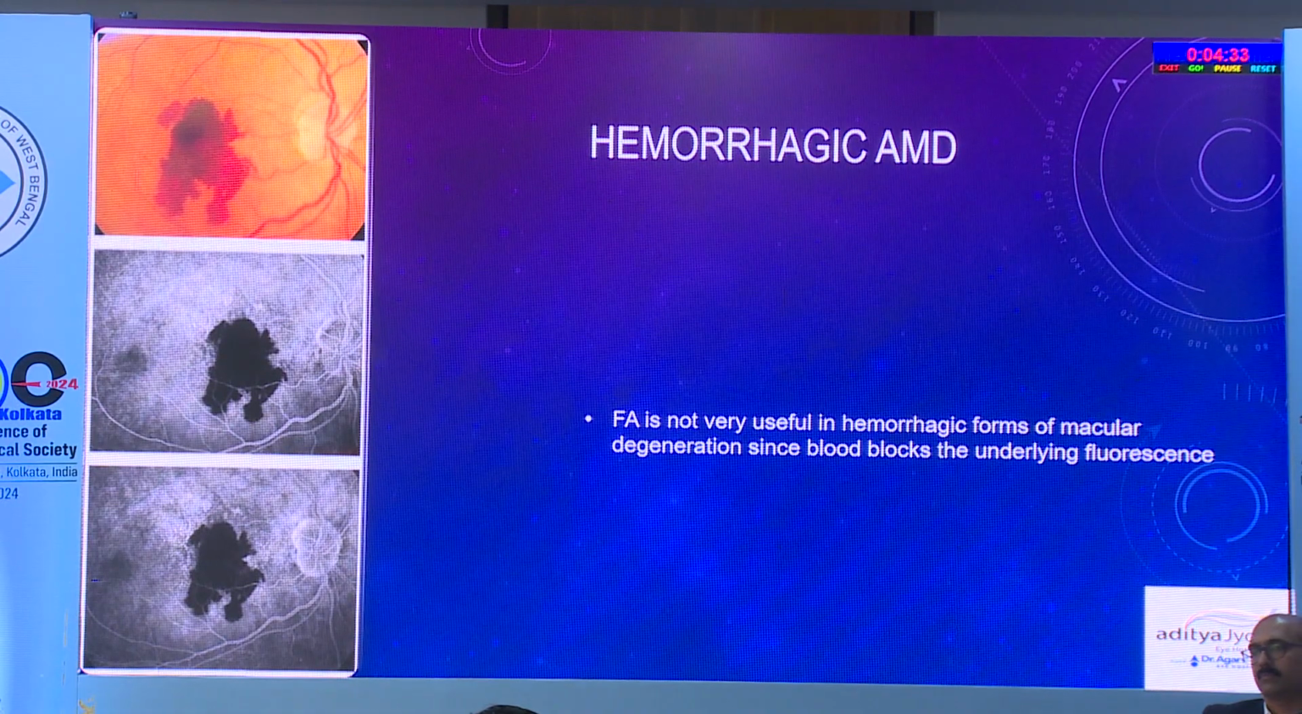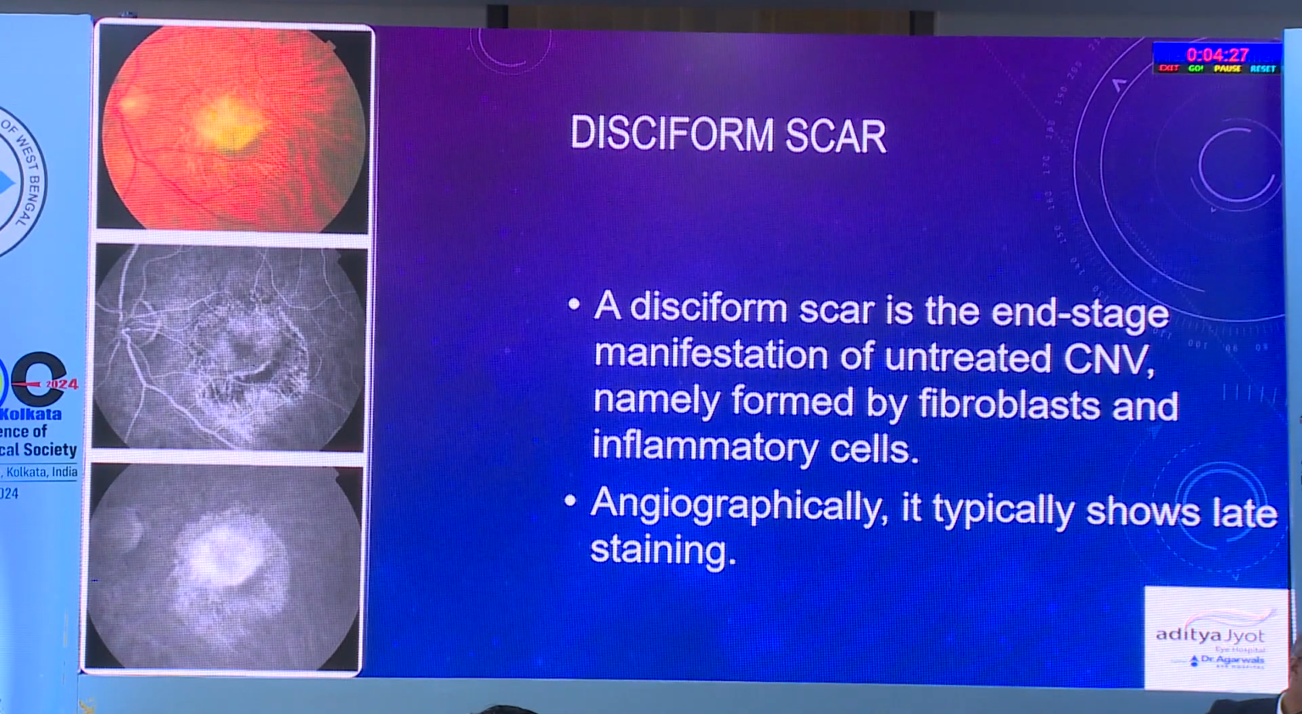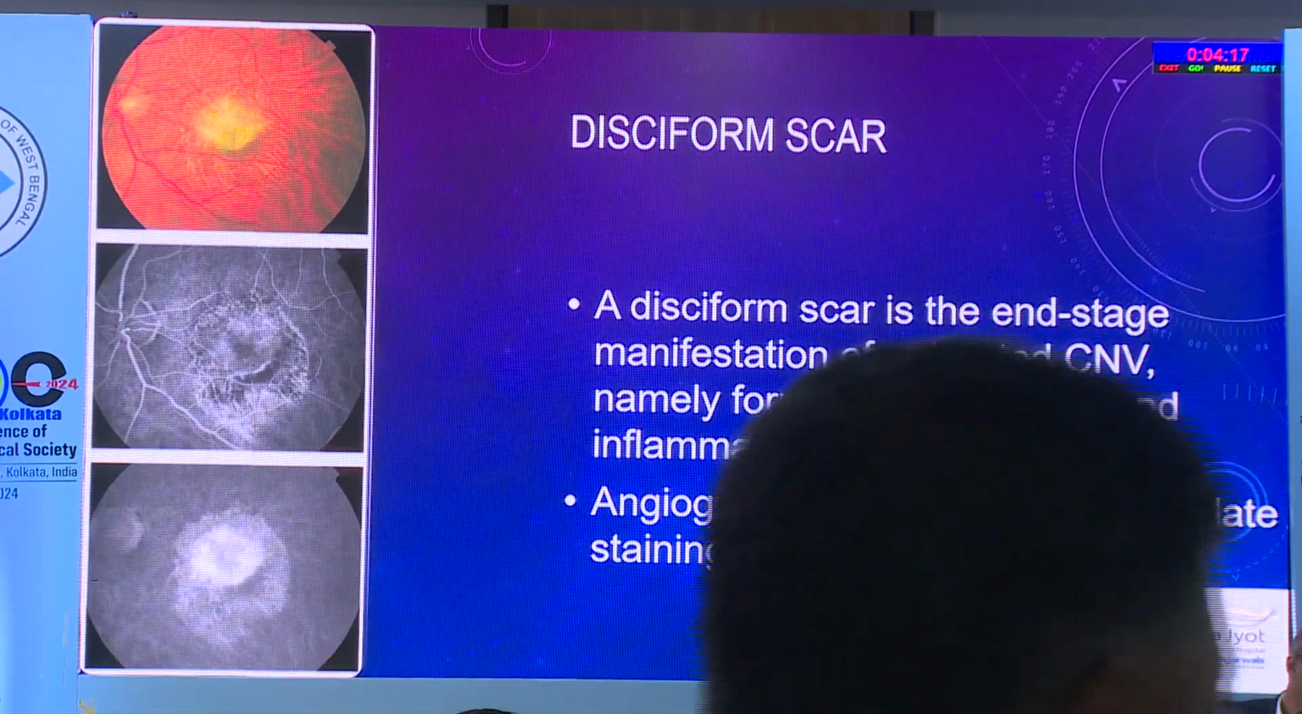Hemorrhagic AMD: FA is not very useful in hemorrhagic forms of macular degeneration, since blood blocks the underlying fluorescence. A disciform scar is the end stage manifestation of untreated CNV, formed by fibroblasts and inflammatory cells. Angiographically, it typically shows late staining.